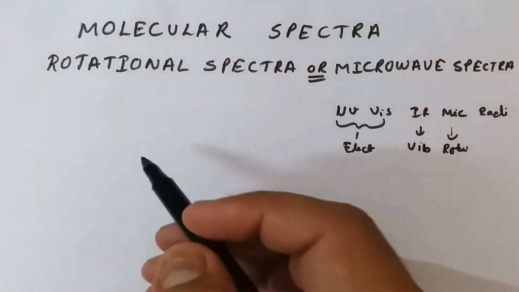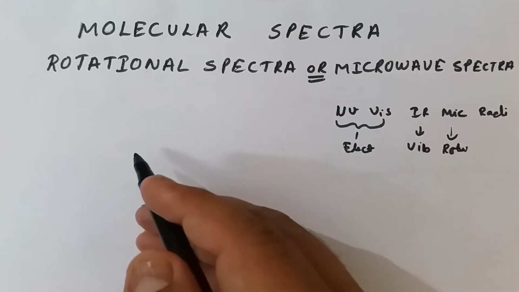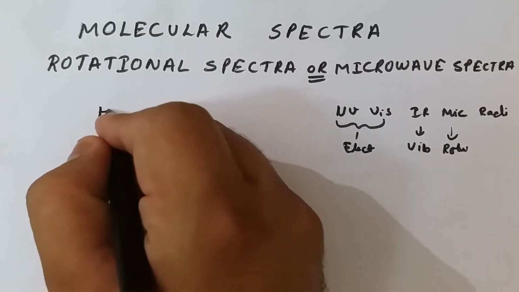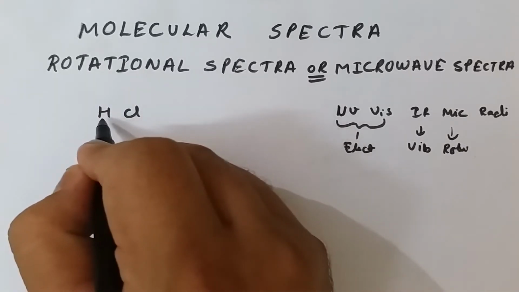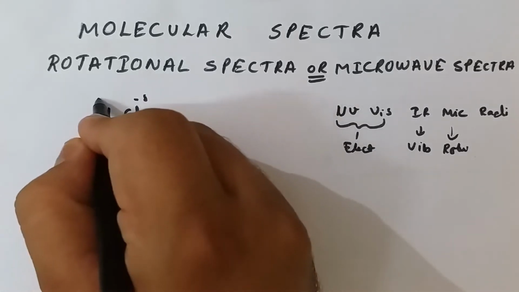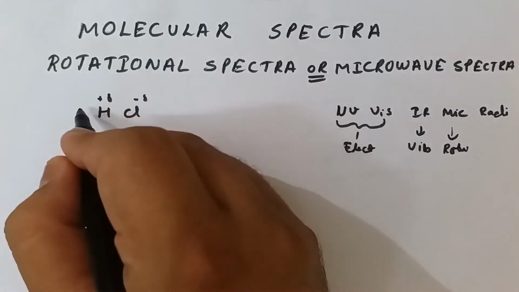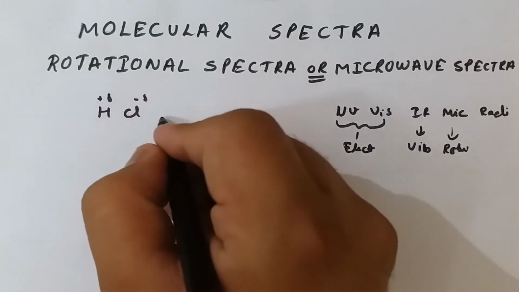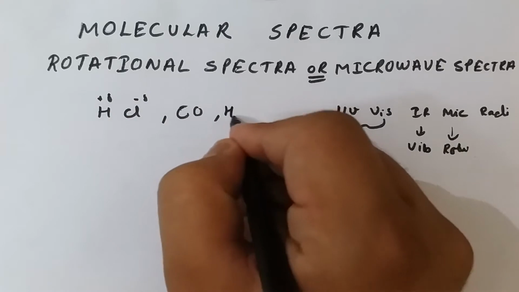The necessary condition for rotational spectra is that the molecule should contain a permanent dipole. Suppose we take the example of HCl. In HCl there is an electronegativity difference between hydrogen and chlorine, so one end will have a partial negative charge and the other a partial positive charge, and as a result a dipole moment will arise. Similarly, we can take the example of carbon monoxide, and similarly water molecules.